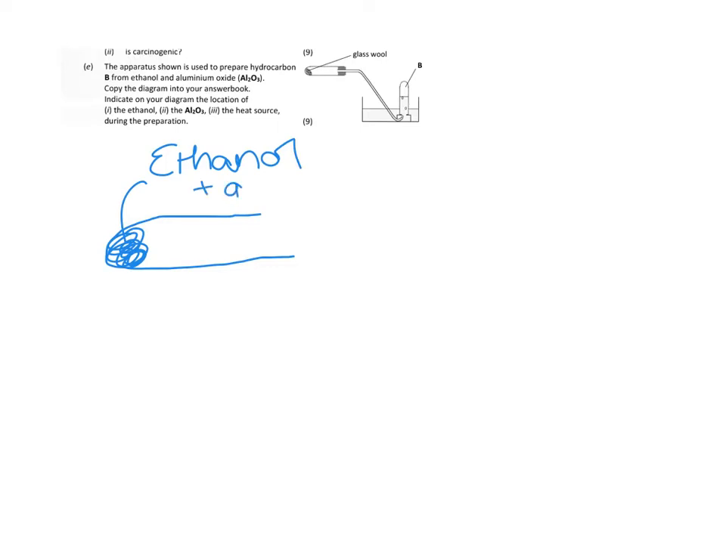Right, guys, the final part of this question is an experimental question. So the apparatus used is to prepare hydrocarbon B, and hydrocarbon B was your ethene. And what we can see happens is that we have to tell them where the ethanol, the alcohol is, which are the aluminium oxide and our heat source. So as I attempt to draw this out, and remember when you're drawing this out, take your time, use your ruler and use your pencil. There's your glass wool, and the ethanol will be there. It's soaked in the glass wool.